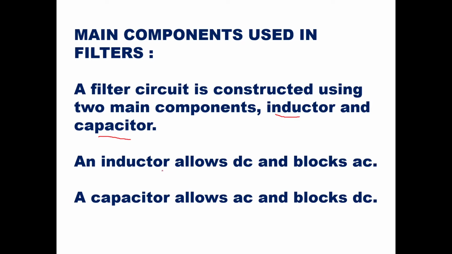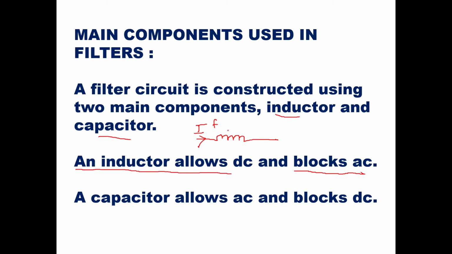Now the statement made for an inductor is: an inductor allows DC and it blocks AC. How can you justify this? If you see an inductor coil, which can also be called a choke, and when the current is flowing through it, the current will flow with some frequency. F will be the frequency. So the current will flow through this inductor coil.